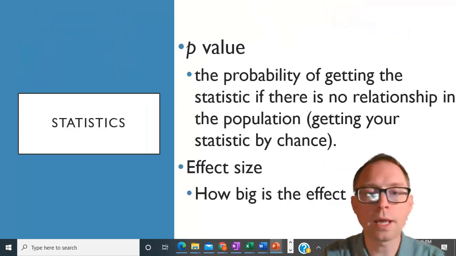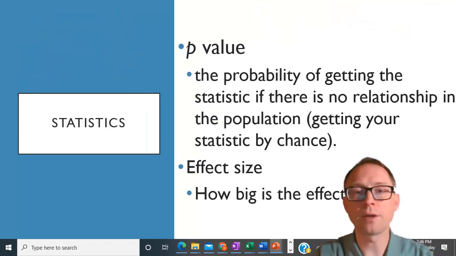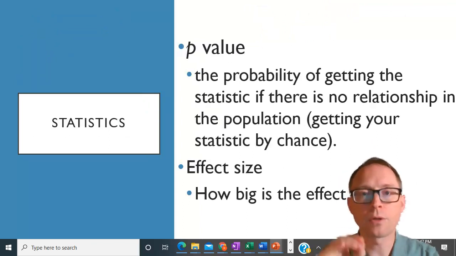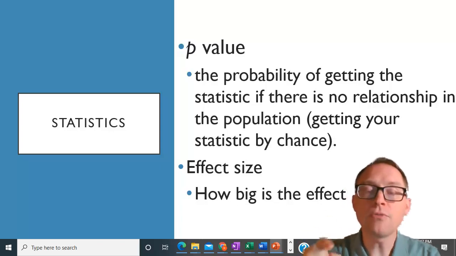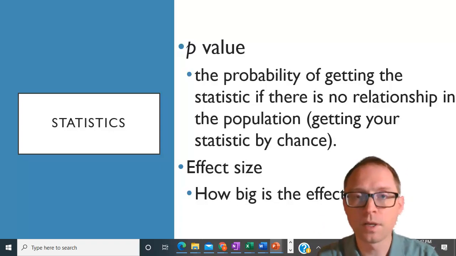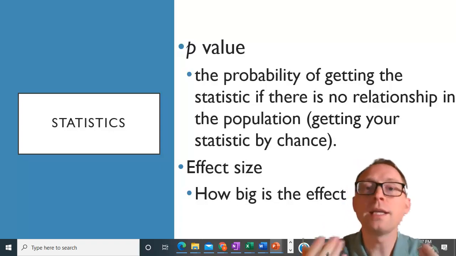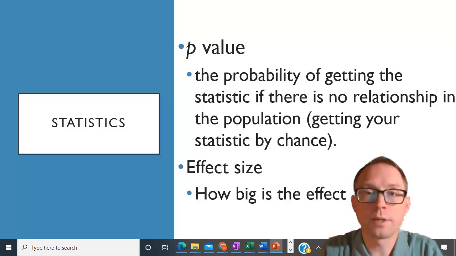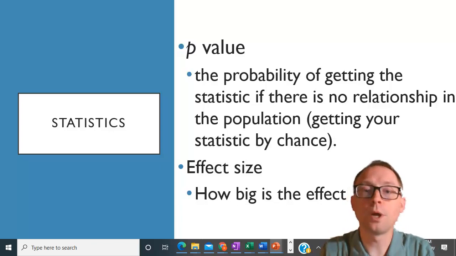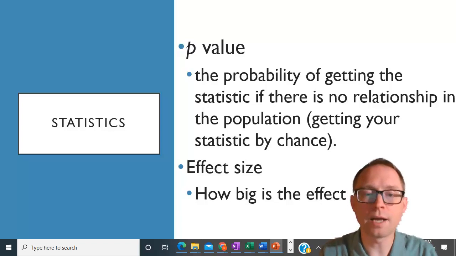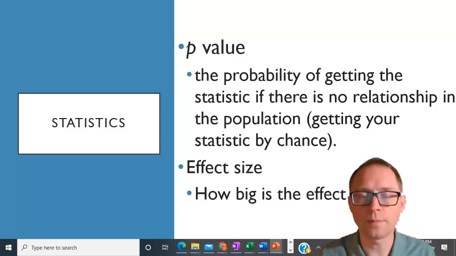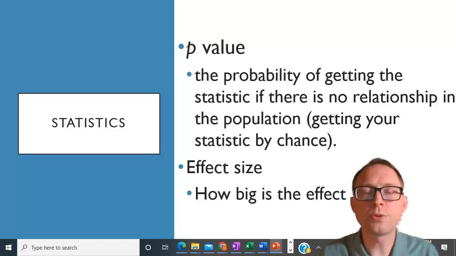Let's go ahead and look at the idea of the p-value. When I run that statistic, whether it's going to be the Pearson's r or the t-test, I'm going to get a p-value. The p-value is the probability of getting that number if the null hypothesis is true. It's kind of like, what is the probability of getting a positive pregnancy test when you're not pregnant? That's what a p-value is. That is different from the effect size, which is how big the effect is.